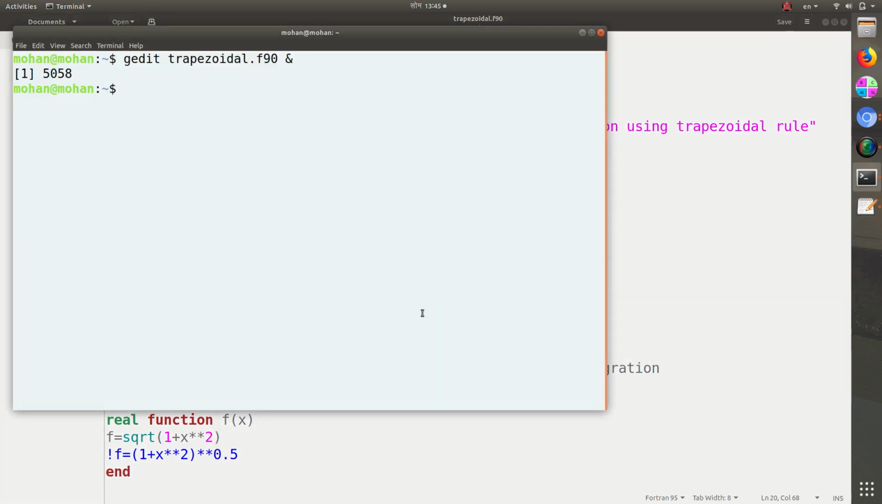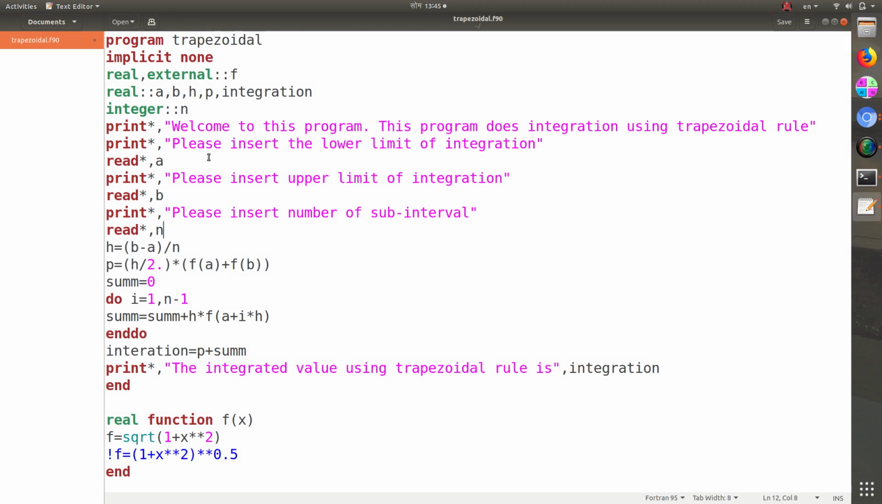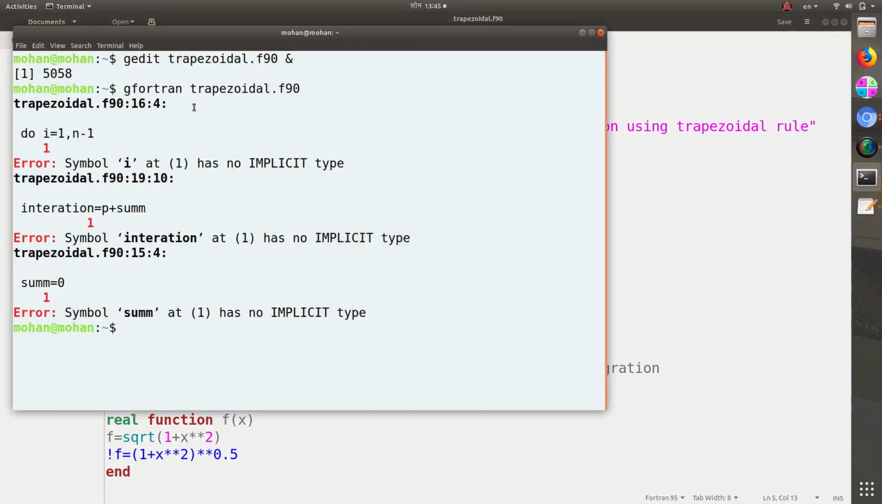Okay, simply compile this, trapezoidal.f90, and okay, symbol I has no implicit type. I have not defined I over here. I is an integer as you know, but I have not defined it, so define it. Ctrl S to save, and compile this again.